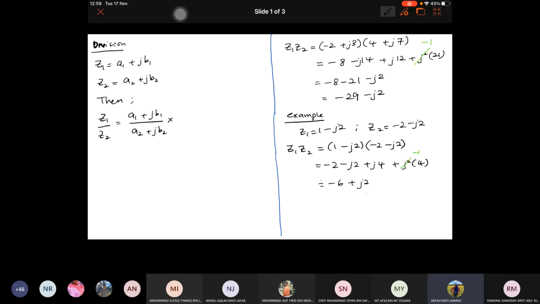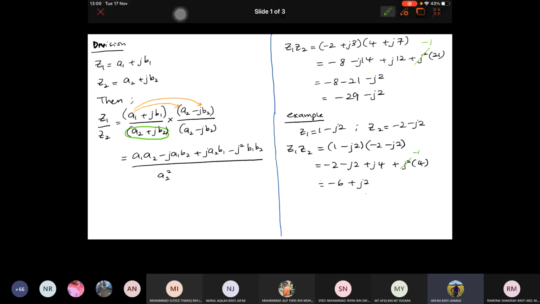So dia sebenarnya adalah 1. Okay. So kalau kita kembangkan equation ni, expand the equation, this one darab this one darab this one and so on, awak akan dapat dia sebenarnya sama dengan A1 A2 tolak J A1 B2 tambah J A2 B1 tolak dengan J kuasa 2 B1 B2 dibahagi dengan A2 kuasa 2. A2 kuasa 2 kalau awak kembangkan this one darab this one darab this one and so on. A2 kuasa 2 tolak JB2 A2 tambah JB2 A2. So dia tak jadi apa? Dia jadi tolak J kuasa 2 B2 kuasa 2.